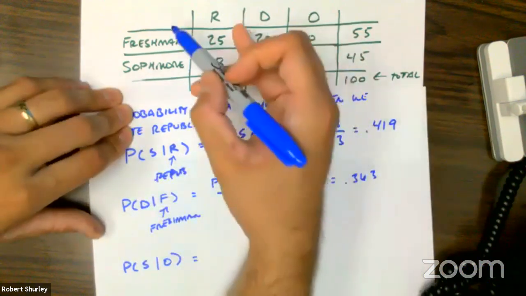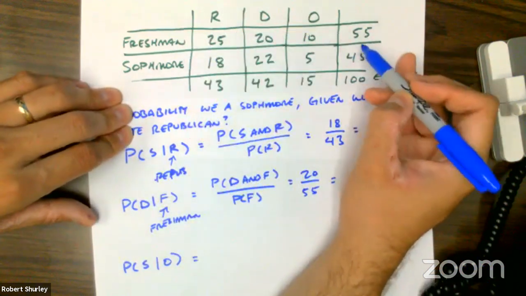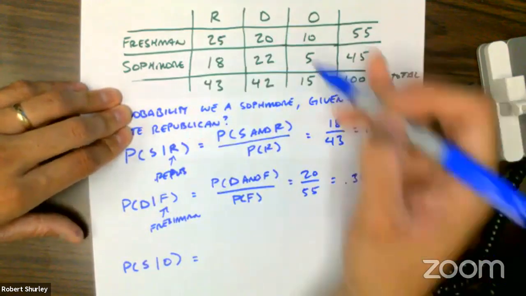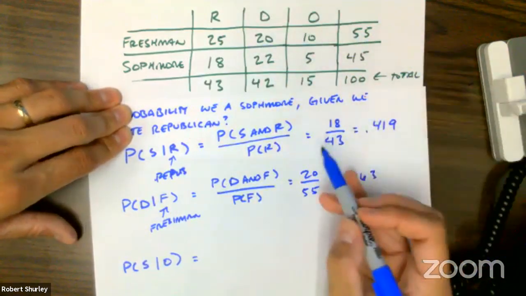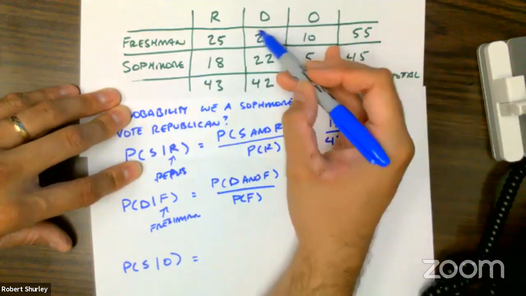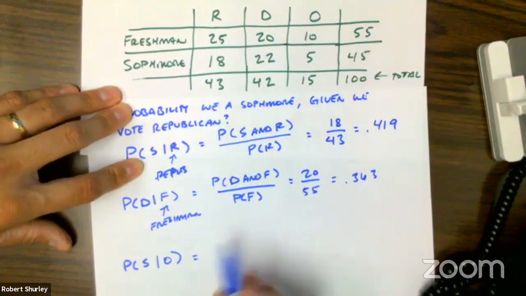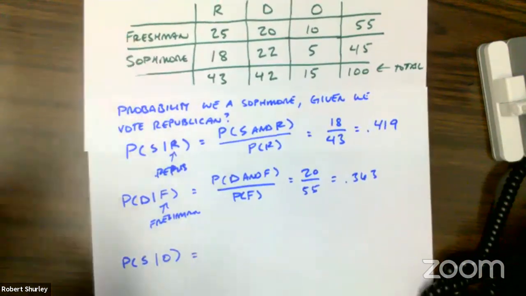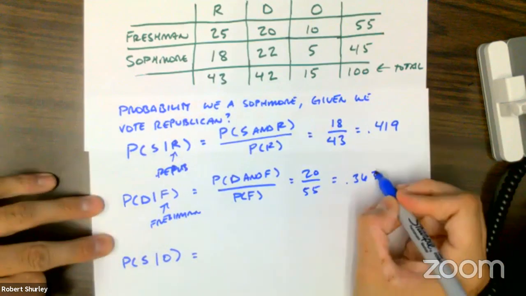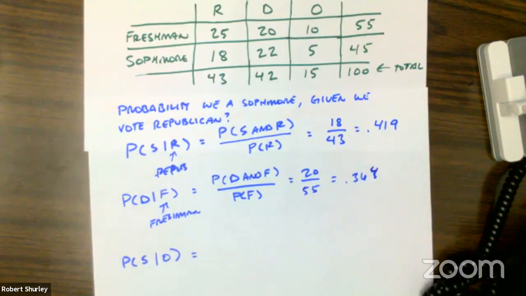Now, the given down here is freshman. So if they're freshmen, they're one of the 55, right? Yeah, they're 20 out of that 55. So try that last one. Okay, 0.364. Yeah, it should be 4, shouldn't it, if we rounded that 3. So try that last one.